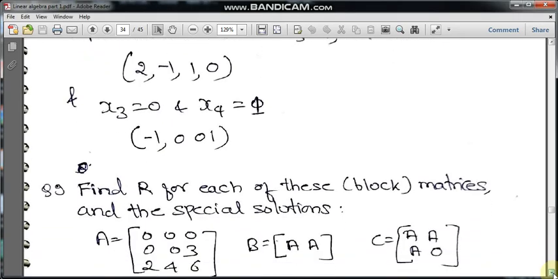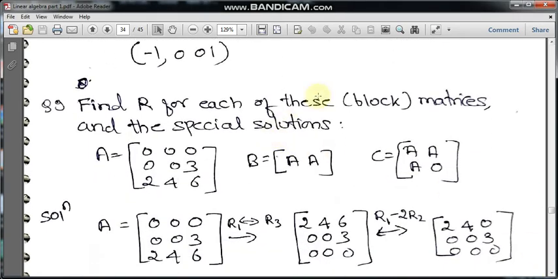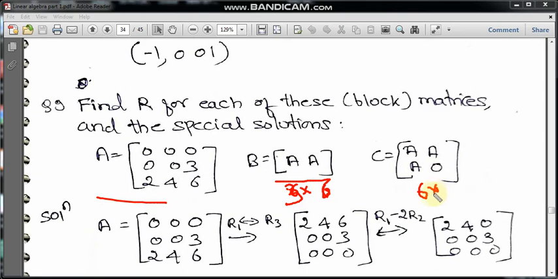Coming to the next problem. Find R for each of these row matrices and the special solution. This problem is similar to the previous problem. Here A is given, and here A comma A. So write B equals A, you write A twice, and the size of this B becomes 3 cross 6, and here it becomes 6 cross 6.